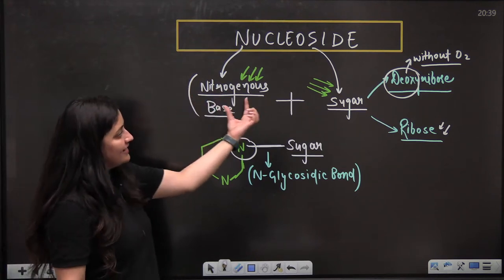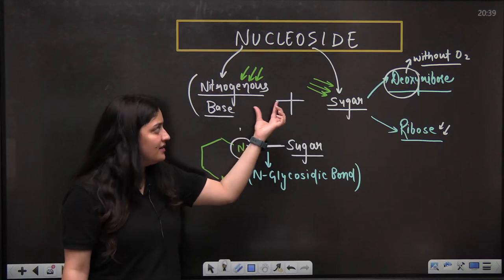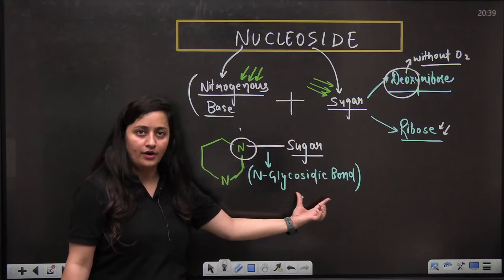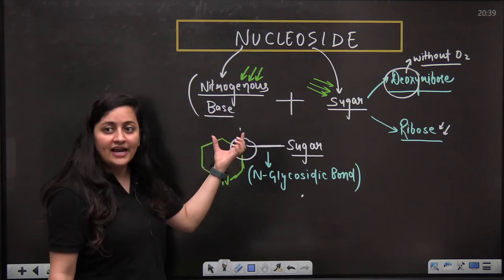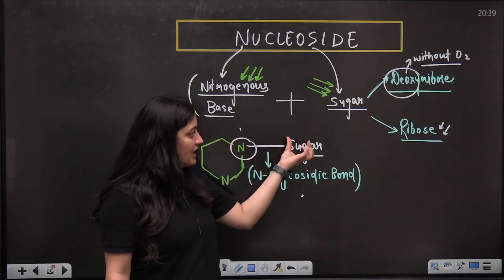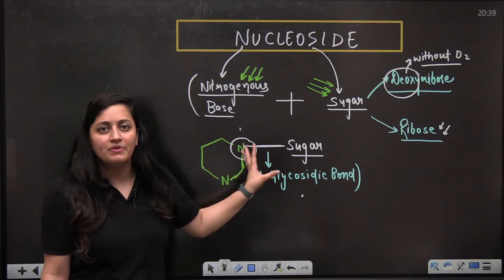So, as I said, nitrogenous base plus sugar, how are they joined? They are joined with the N-glycosidic bond. Why are we saying it as N-glycosidic bond? Because nitrogen from the nitrogenous base and carbon from the sugar will be taken for making the bond.